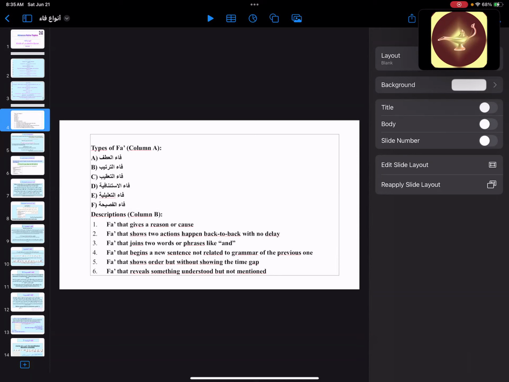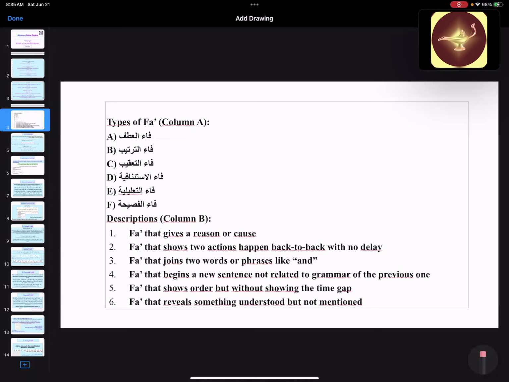So, different kinds of fa, we were talking about last class, and we are going to continue on that. This is just a small review, let's see how much we have understood. So types of fa, right? We learned ataf, tartib, taqib, istinafiya, taliliya, and fasiha. We talked about them last class. So now let's match them.